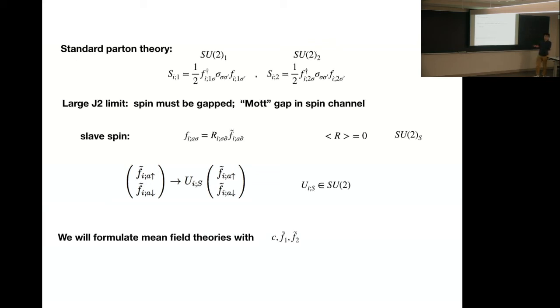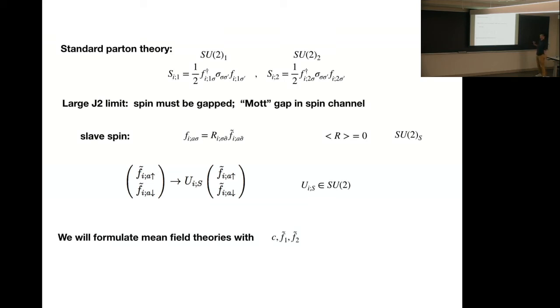But these two constraints are not enough. With these two constraints, you can have some gaps for F1 and F2. But this is not correct, because we want to go to the large gate limit. We really want to gap out S1 and S2. We don't want them to be gapless.